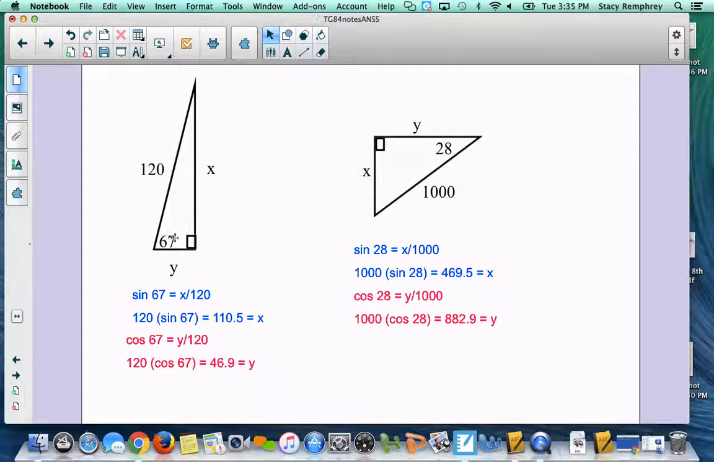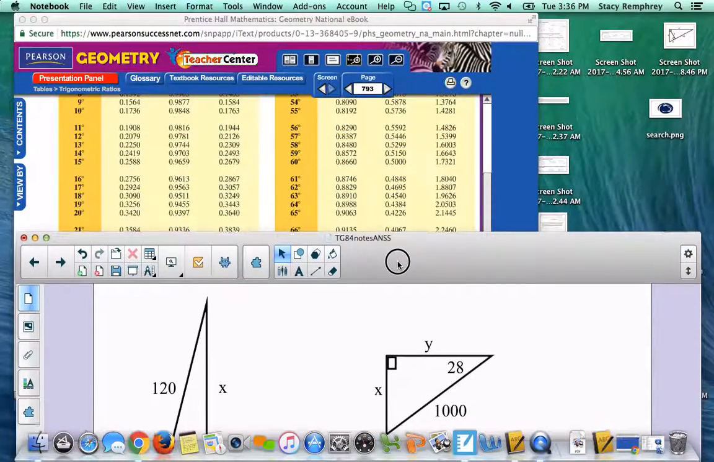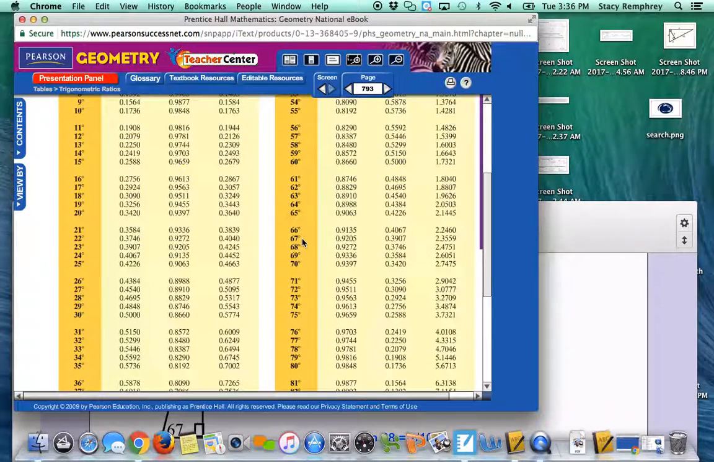So y is adjacent to 67. And again, I'm going to use the hypotenuse. So I want adjacent, I have hypotenuse. Okay, great, that's cosine. So now I'm looking for what number, when I divide it by 120, will give me 0.3907. Okay, that's in the cosine column.